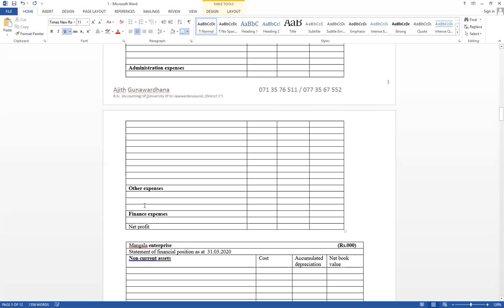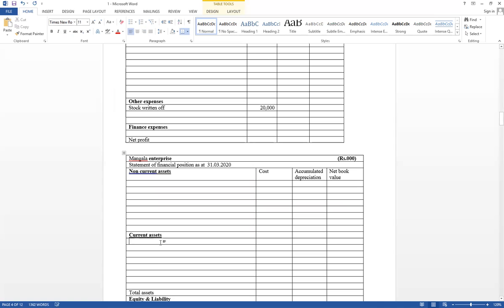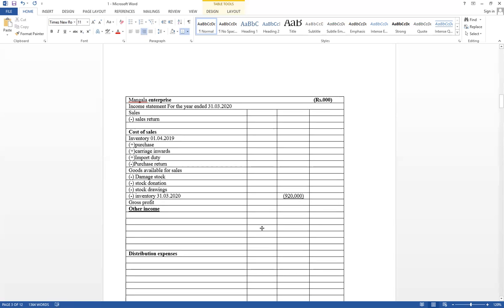And stock written off and other expense as a stock written off. All the expense should be included, first column 20,000, and current asset as inventory based on prudency concepts, 900,000. Lower amounts. Think about there are 3 marks. Lower amounts, stock written off as well as cost value as a closing inventory.